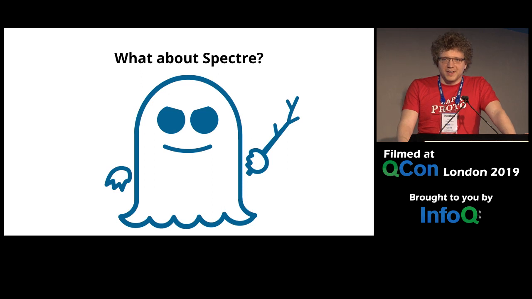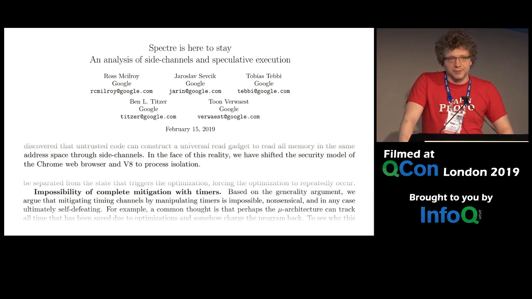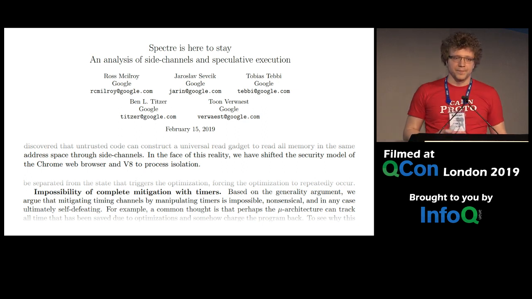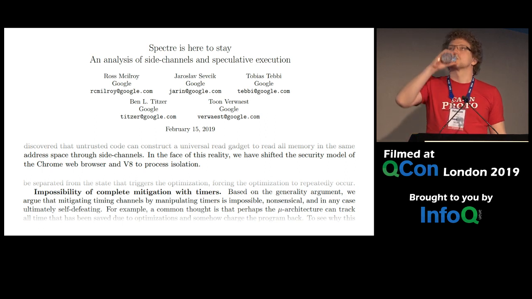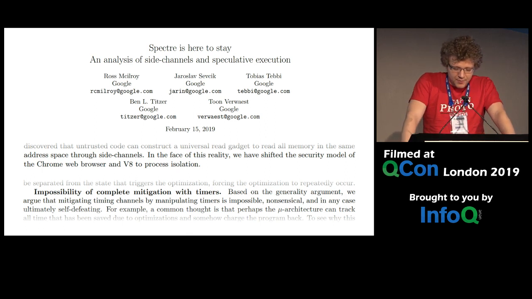So what about Spectre? Speculative execution side channels. A couple of weeks ago, the V8 team at Google put out a paper that basically said that they cannot solve Spectre, and therefore Chrome is moving towards isolating every site in its own process instead of doing anything internally. In particular, they said timer mitigations are useless. And when this came out, we started getting a lot of people asking us, doesn't that apply to Cloudflare?